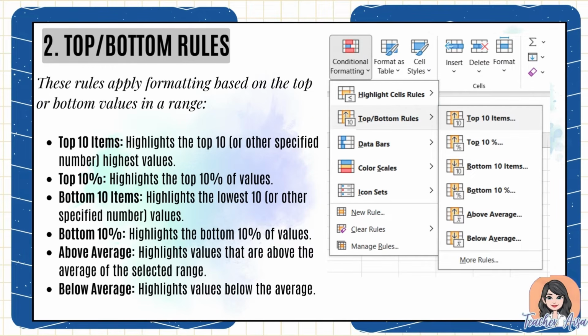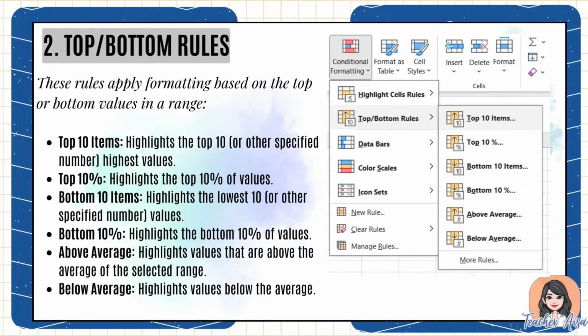Top or bottom rules. These rules apply formatting based on the top or bottom values in a range. Top 10 items highlights the top 10 or other specified number highest values. Top 10% highlights the top 10% of values. Bottom 10 items highlights the lowest 10 or other specified number values.